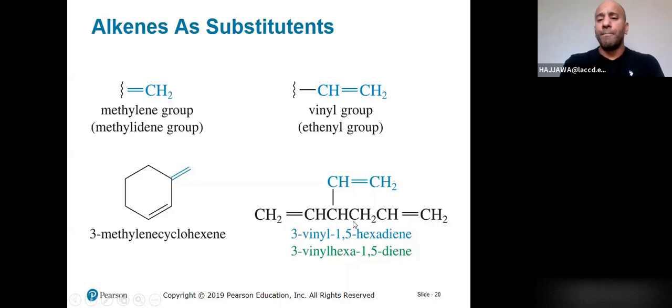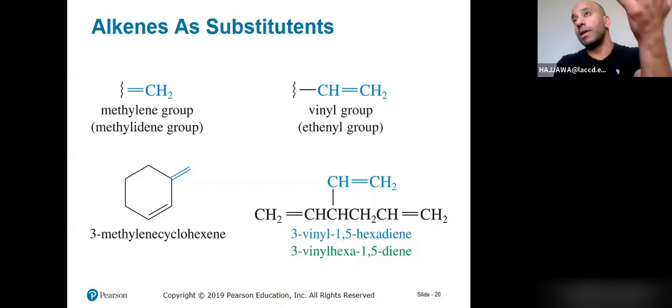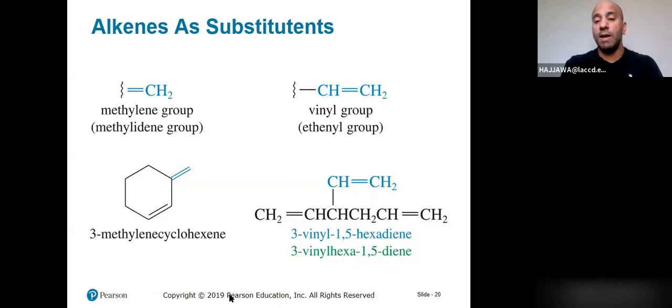Here's a 6-member ring. So we have 1, 2, 3. So you number from left to right rather than from right to left. Why? Because right to left would be 1, 2, 3, 4. So the substituent becomes a number 4 versus number 3 if you would be numbering from the left. So you would number the left hand side first to give the substituent a lower numbering. What would the name be? 3-vinyl hexa-1,5-diene.